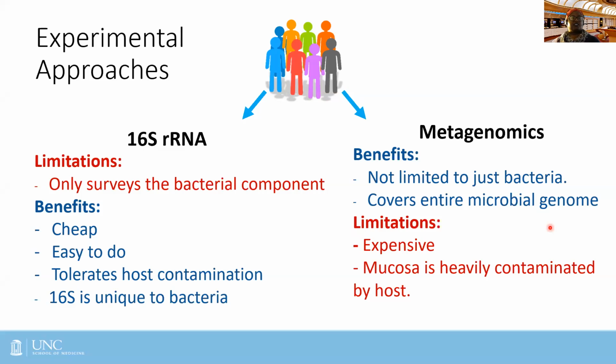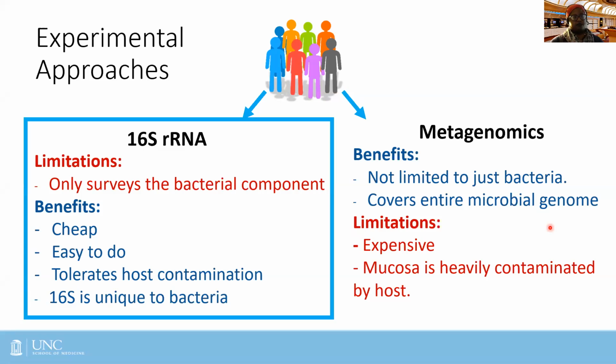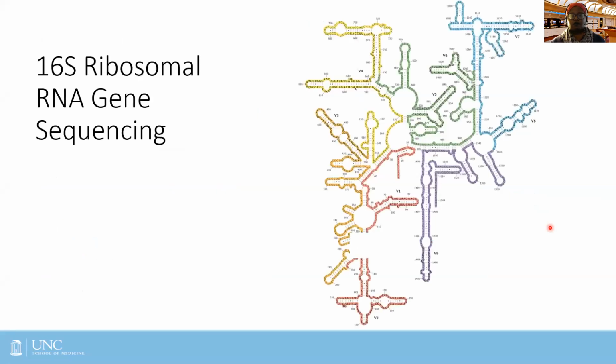That being said, the benefits are it's cheap, and cheap is good in many cases. It's easy to do, and it tolerates host contamination primarily because it's a targeted sequencing approach. So it's targeting the 16S gene, which is unique to bacteria. And thus, we chose 16S rRNA as the approach to our study.